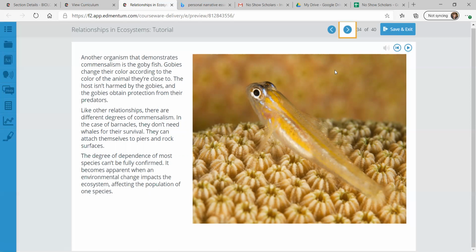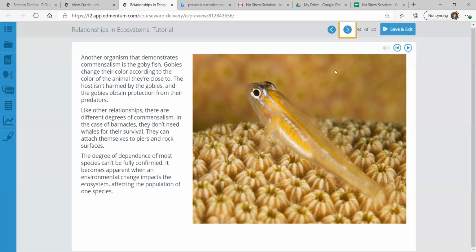Another organism that demonstrates this is the goby fish. Gobies change their color according to the color of the animal they're close to. The host isn't harmed by the gobies, and the gobies obtain protection from their predators.